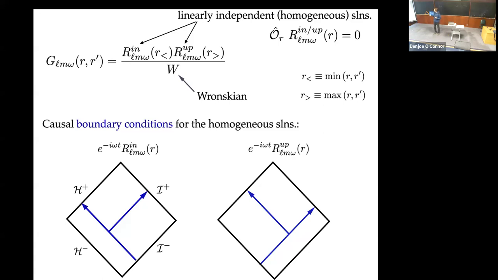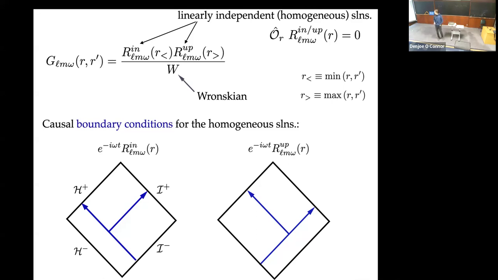The upgoing one is the one whose argument is the largest radius, so it will never be evaluated at the horizon. It's the one that has purely outgoing waves to scri plus and purely ingoing to H plus. So these are the boundary conditions for your Green function modes that will give rise to the retarded Green function, the one that satisfies the causal boundary conditions.